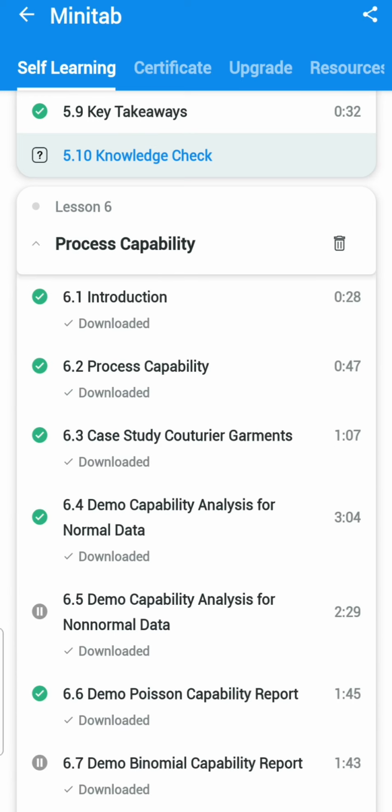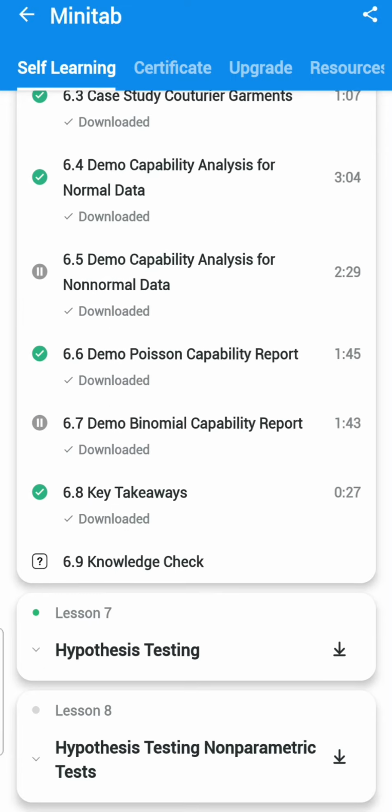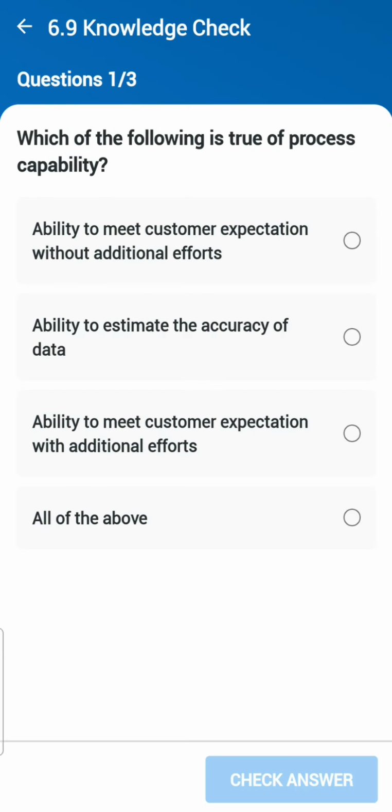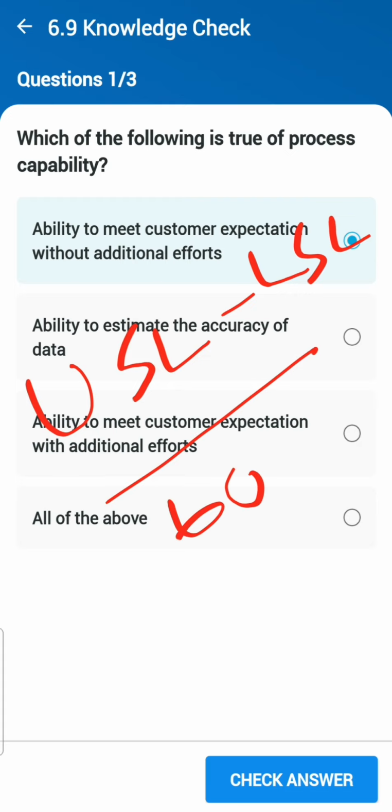In the sixth one, as I said, they have explained very nicely the case studies and non-normal data and all that. Let's take a quick look at the quiz. Which of the following is true of process capability? Process capability is about the ability to meet the customer expectation without additional efforts, because it is USL minus LSL by 6 sigma. Maybe I'll write it down: USL minus LSL by 6 sigma.